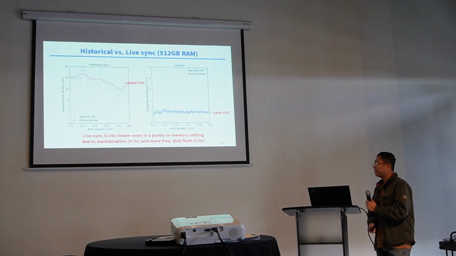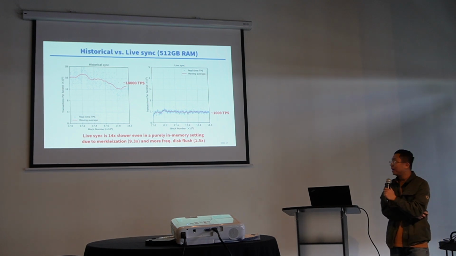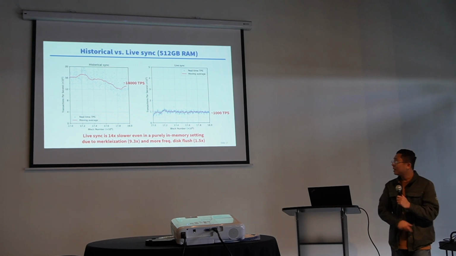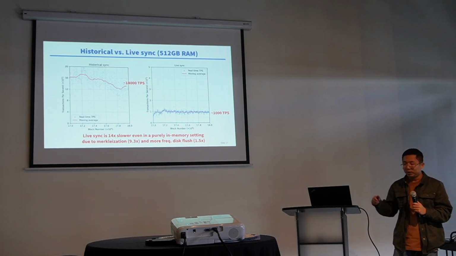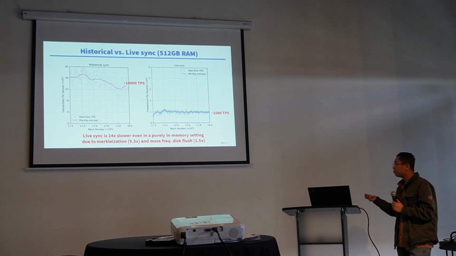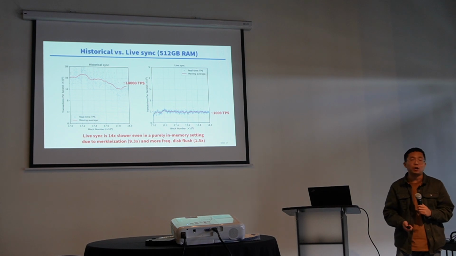There are two factors that can explain this behavior. The first one is Merkelization. You need to update your state root after each block, and that alone incurs a 9.3x slowdown. And then on top of that, in live sync, you also write back your state changes to the database after each block. So more frequent disk flushes incur an additional 1.5x slowdown on top of that.